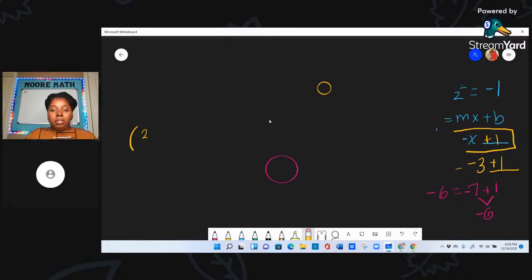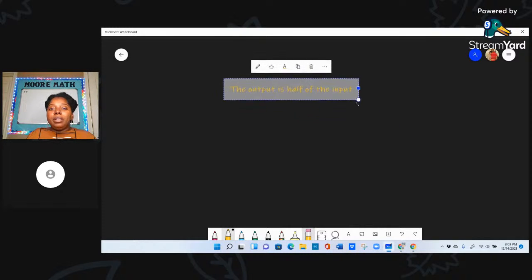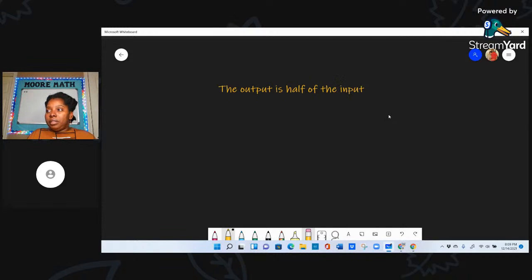Let's keep going. Okay, next one. How are you with, let me give you one. The output is half of the input. The output is half of the input.